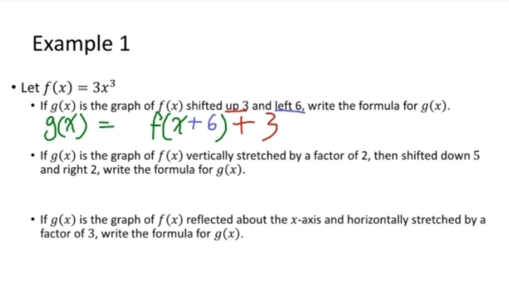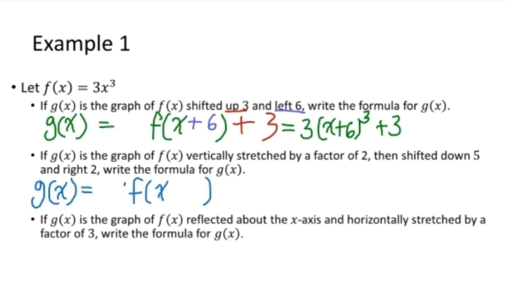Now that I know that g of x is supposed to equal f of x plus 6, plus 3, I can now take the x plus 6, plug it in to f of x, which is 3x cubed, and I get g of x equals 3 times quantity x plus 6 cubed plus 3. If g of x is the graph of f of x vertically stretched by a factor of 2, then shifted down 5, right 2, we're going to write a formula for g of x.